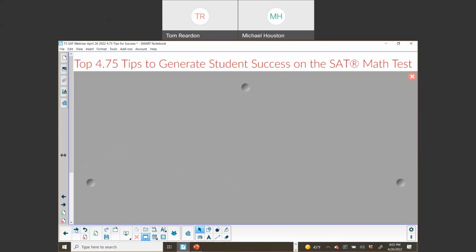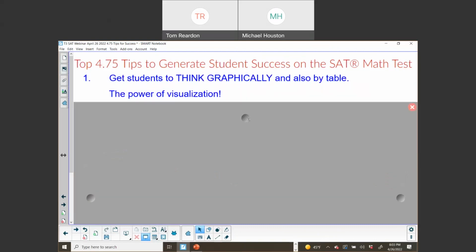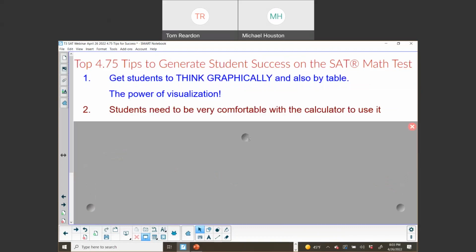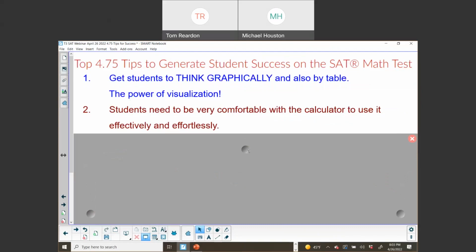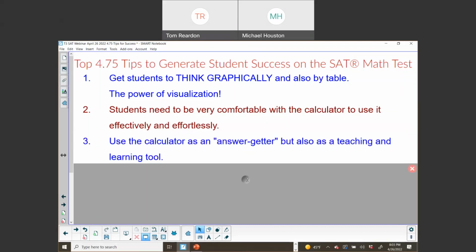So top 4.75 tips to generate student success on the SAT math test. One, get students to think graphically and also by table. The power of visualization is huge, okay? Students need to be very comfortable with the calculator, use it effectively and effortlessly. So some teachers say, well, just the week before the SAT or ACT, we do a calculator thing. I'm thinking, no, it's got to be part of them, so that they just know how to use it.